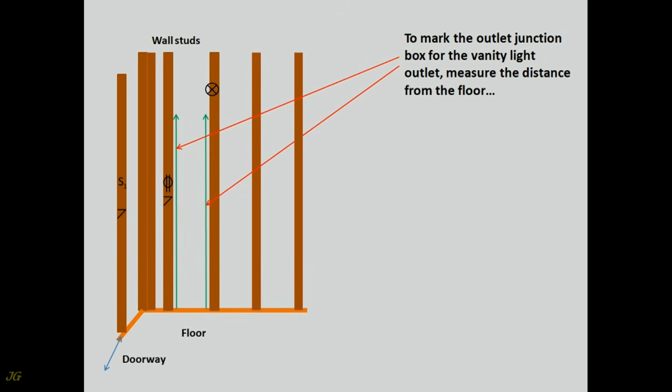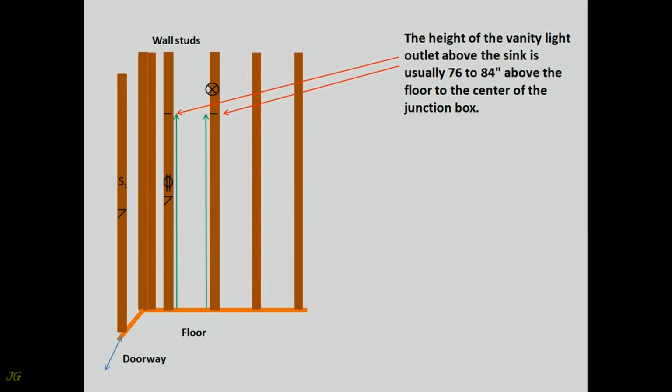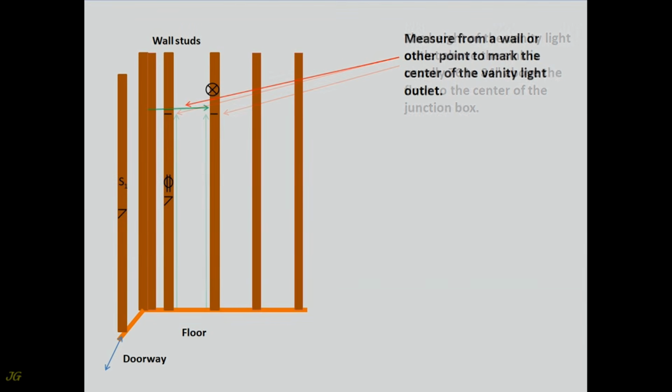To mark the outlet junction box for the vanity light outlet, measure the distance from the floor and mark studs near the previously pre-marked spot for the light outlet. The height of the vanity light outlet above the sink is usually 76 to 84 inches above the floor to the center of the junction box. Measure from a wall or other point to mark the center of the vanity light outlet.